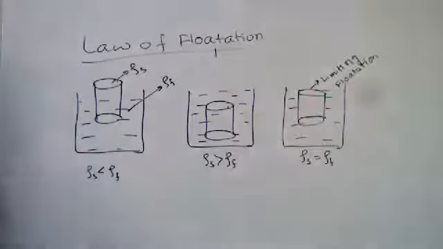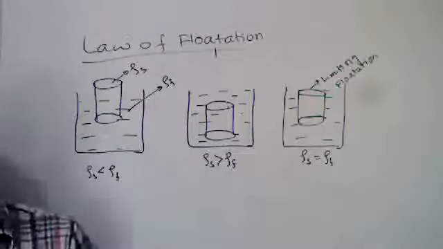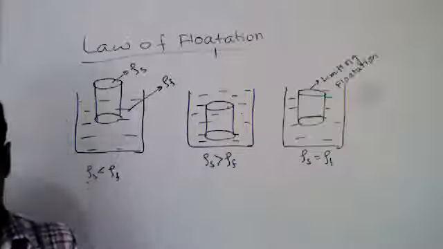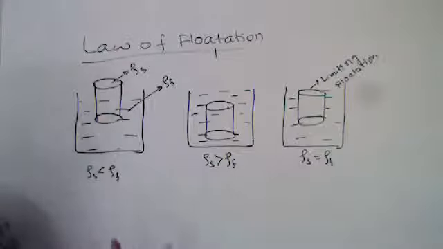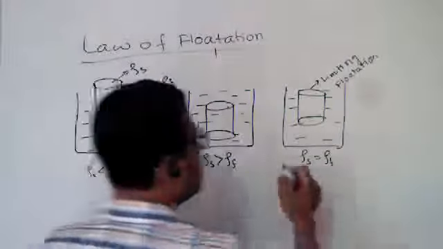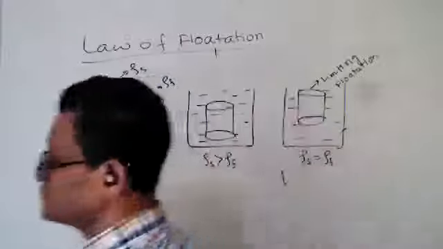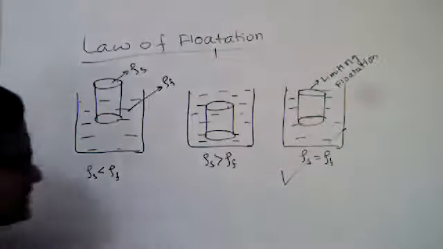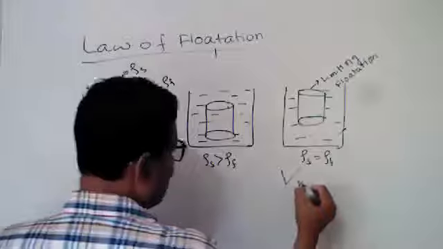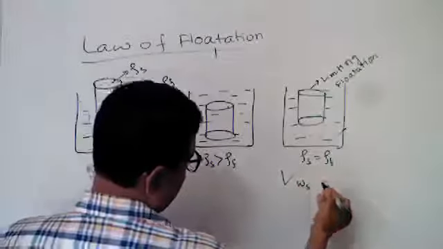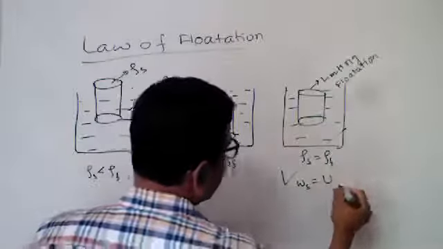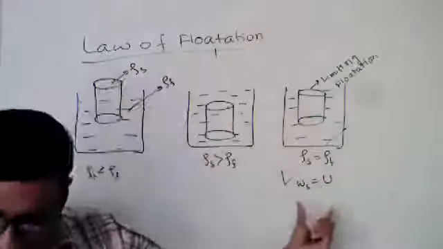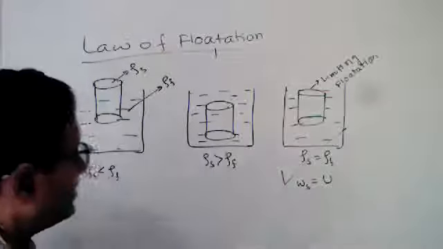When we solve any mathematical problem according to the condition of flotation, we use this condition: rho_s equals rho_f. Rho_s equals rho_f means that W_s equals buoyancy. Okay.